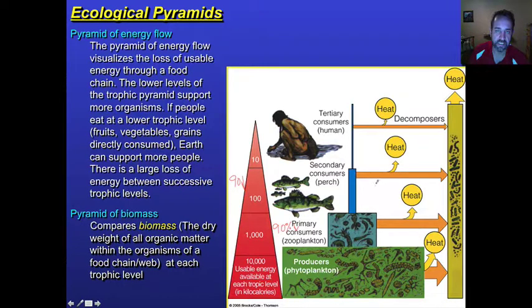Every time we eat, we give off heat. Why is our body temperature consistent? Because as we eat and as we use that energy, we expel heat back out into the atmosphere.